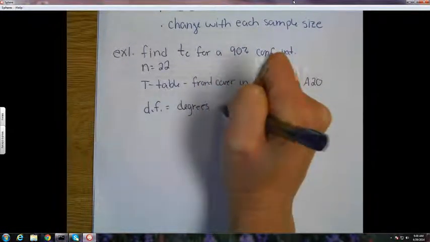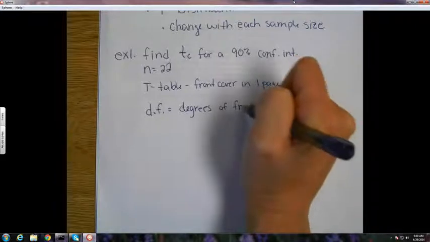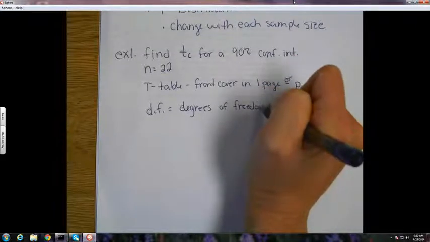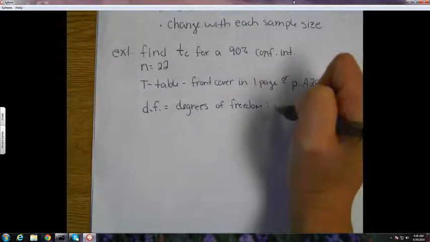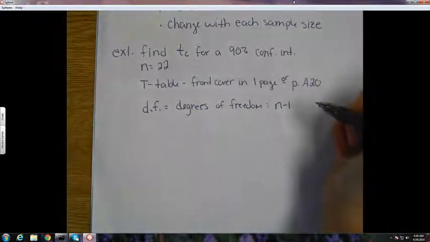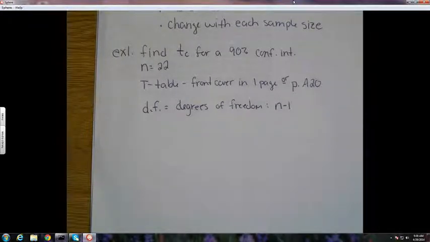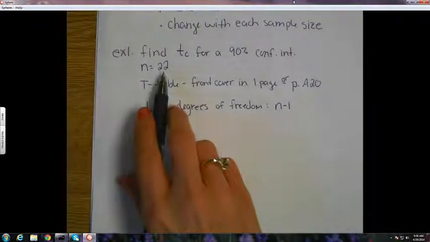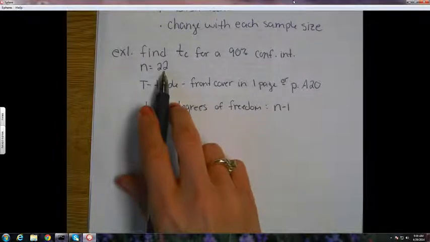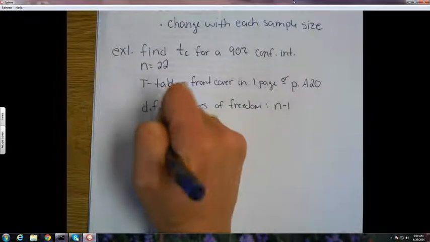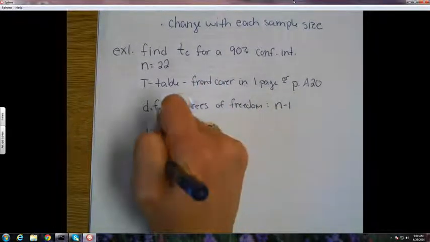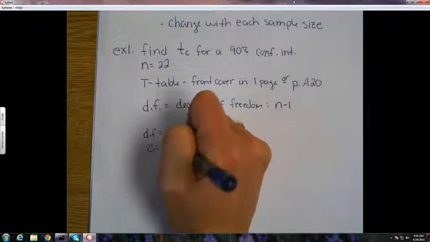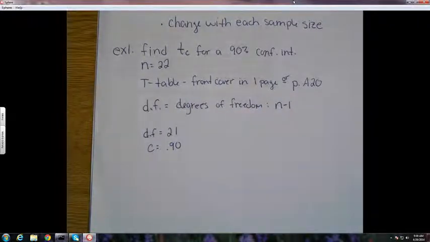Degrees of freedom. Degrees of freedom are always one less than your sample size. So if I've got a sample size of 22 here, what's my DF value? 21. So you're going to look up DF of 21, and what's my confidence level? 90%. See where those two, row and column, intersect on your table.